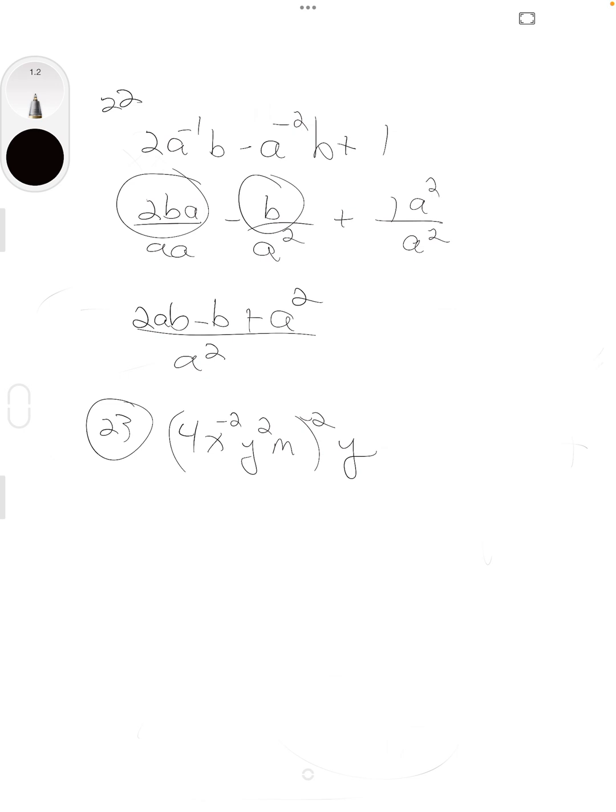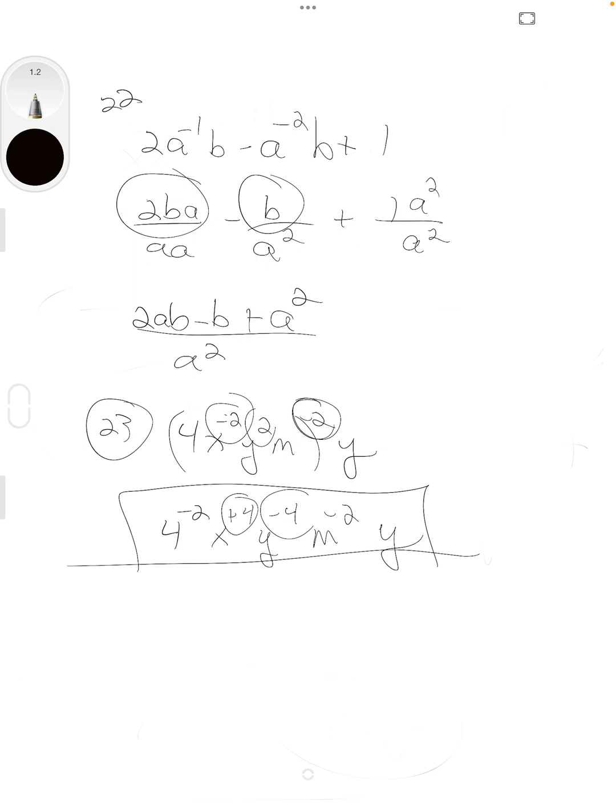So I end up with 4 to the negative 2, x to the, what's negative 2 plus negative 2, negative 4, y to the negative 4, and this times this gives you this, and then m to the negative 2 times y. And so if I'm all said and done, I would typically write this as that.